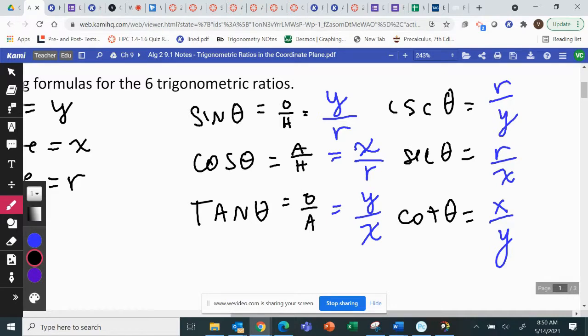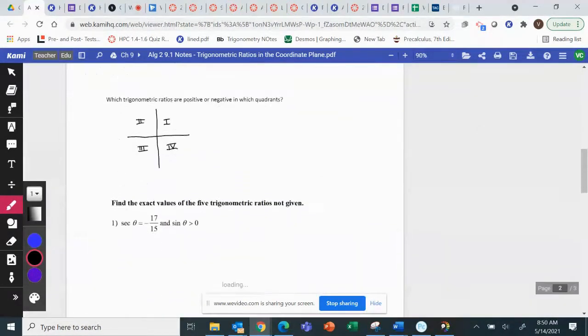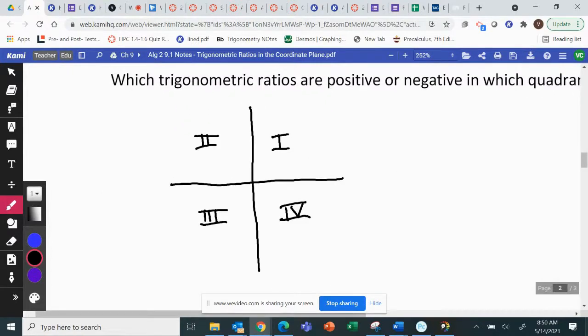All of them. Every single one of them. You don't have any negative numbers in quadrant 1. So if you are in quadrant 1 and you're asked to find the sine, cosine, tangent, or cosecant, secant, cotangent, it's going to be positive every single time if you're in quadrant 1. All of them are positive.